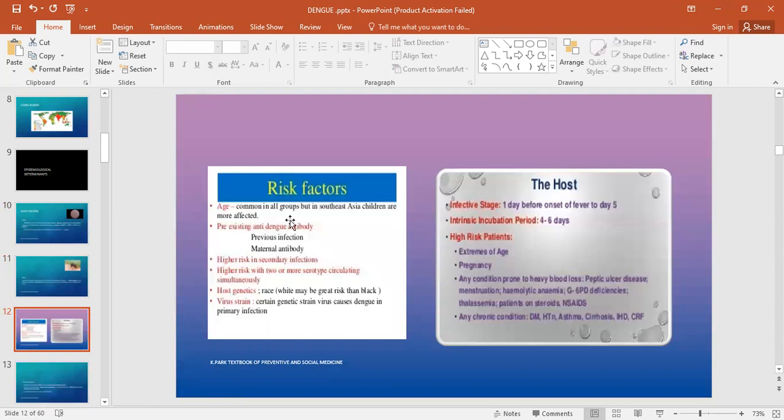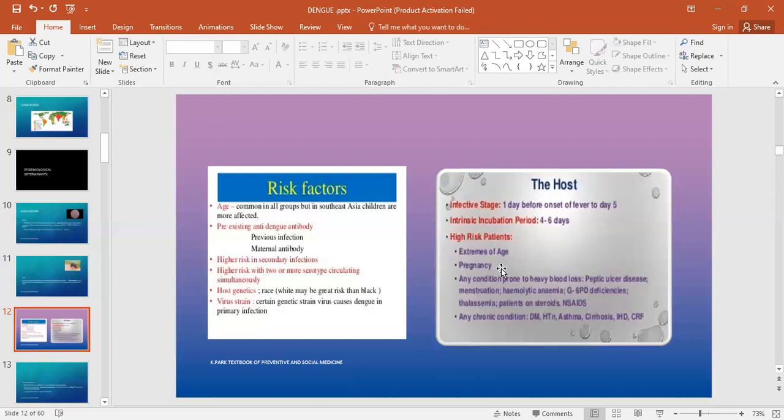Risk factors: common in all age groups, pre-existing antigen and anti-dengue antibody, previous infection and maternal antibody, high risk in secondary infection, high risk with 2 or more serotypes circulating simultaneously, genetic factors, whites may be at greater risk than blacks, and the virus strain: certain genetic strains of the virus cause dengue in primary infection. And the host: the infective stage of the dengue virus is 1 day before onset of fever to day 5, and the intrinsic incubation period is 4 to 6 days.